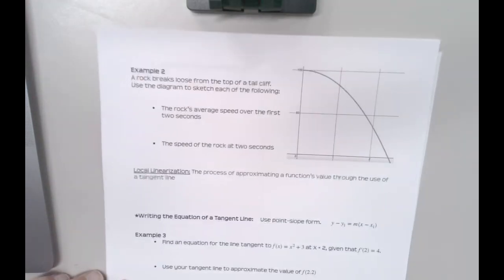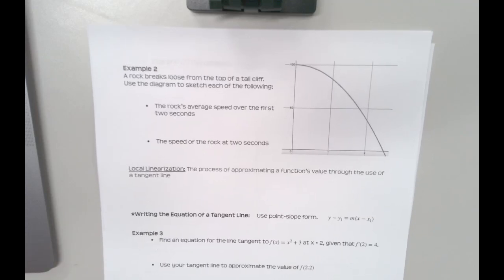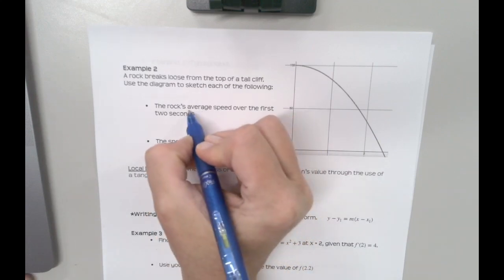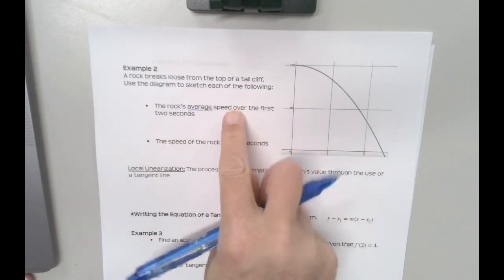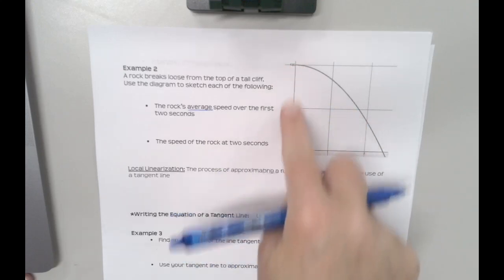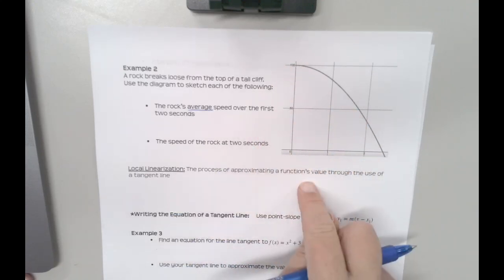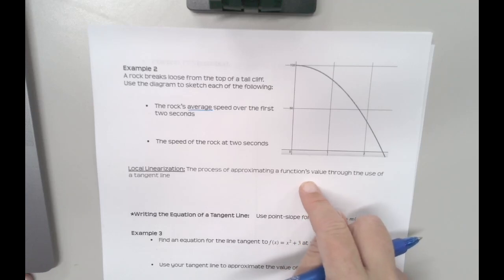Okay, so let's look at an example here. It says a rock breaks loose from the top of a tall cliff. We're going to just sketch the following. So the rock's average speed over the first 2 seconds. So speed is talking about how quickly things are changing. This is distance, right? This is a height, and this is time. So I want to do height over time. That's essentially a slope, right?